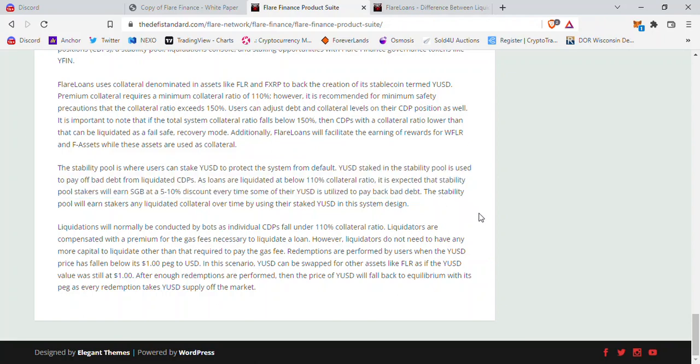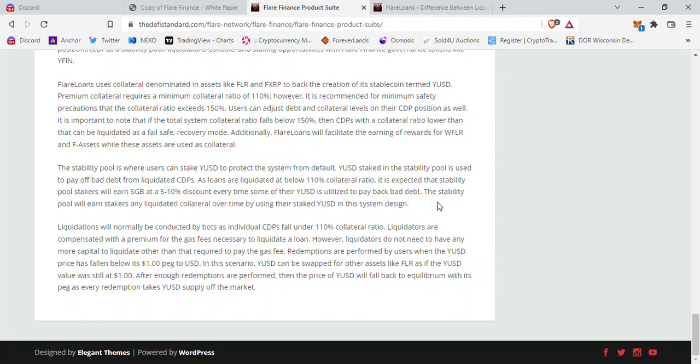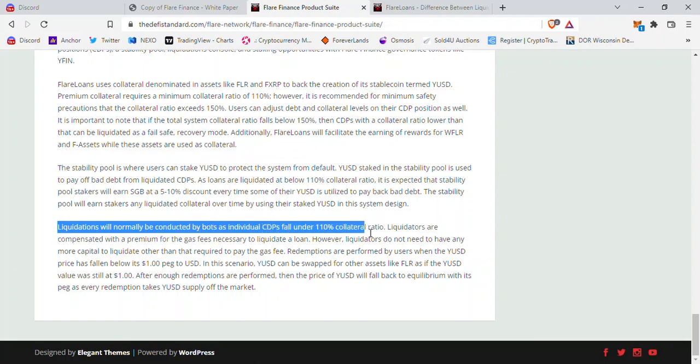Right now you can provide YFIN, and this is on ExFi. You can provide YFIN or DFlare as well, and Canary Dollar. And as you can see, these are being used to liquidate positions that fall below that certain threshold that they deem unsafe. And so liquidations will normally be conducted by bots, as I said earlier, as individual CDPs fall under that 110% ratio.